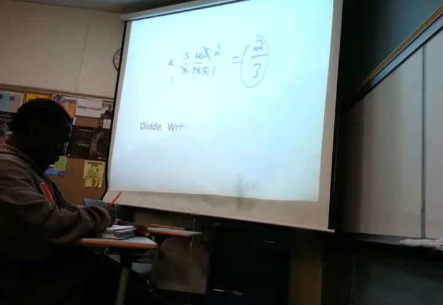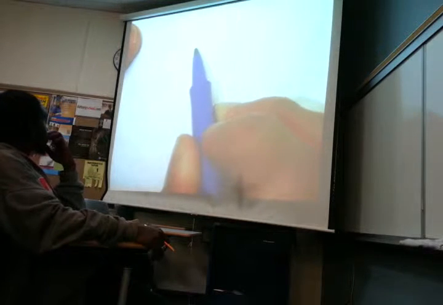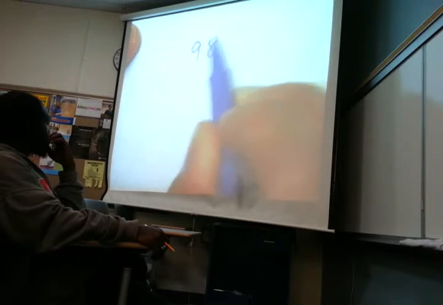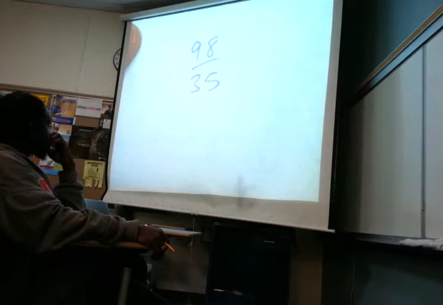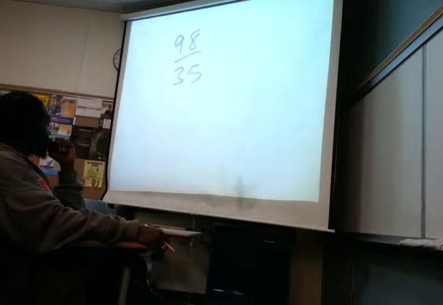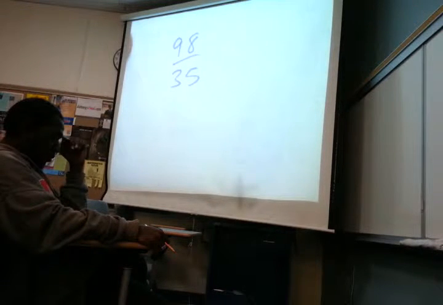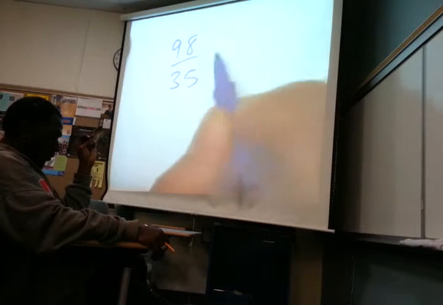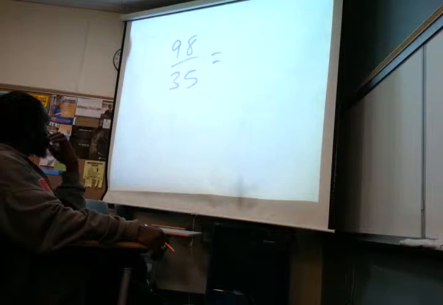And let's see where I have my work here. Real quick, the whole idea is, for example, if I had 98 over 35 and had to reduce that, this would be a problem where we would probably show ourselves what's going on. Because 98, 35, I don't know. So I'd probably start to break it up. Now go with me here for a while. Just stay with me.